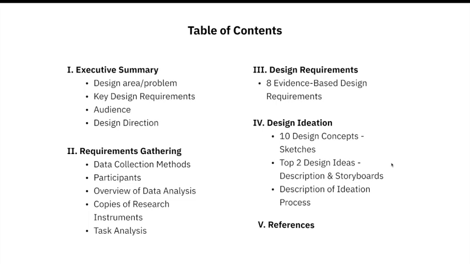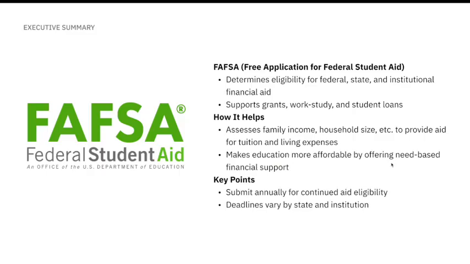It is the Free Application for Federal Student Aid. This is a key form for U.S. students to apply for federal, state, and institutional financial aid for higher education. It assesses financial need to determine eligibility for grants, work study, and loans. It helps by determining eligibility through family income and household size to calculate aid.